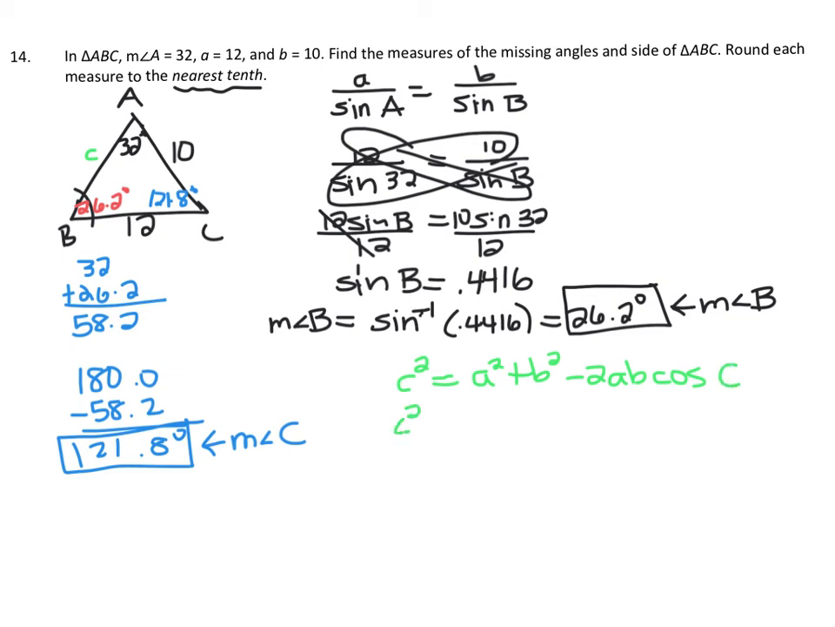So c squared equals, all right, so we know a is 12, so we'll write 12 squared. We know b is 10, so we'll write 10 squared. And then minus 2 times a, which is 12, times b, which is 10, times cosine of angle c. Isn't this angle c what we just found? 121.8.